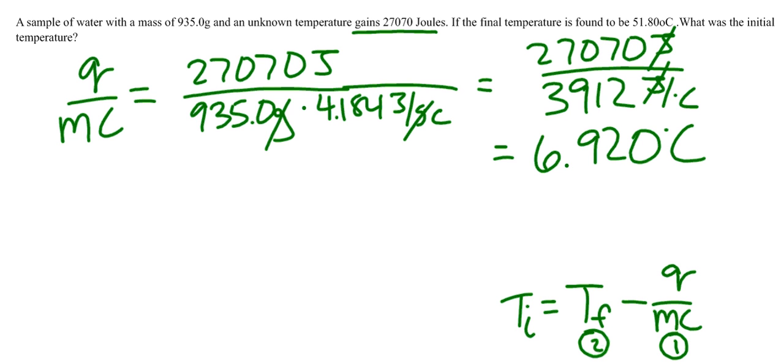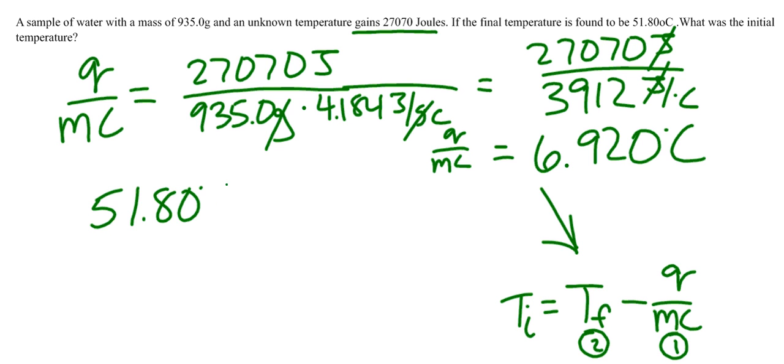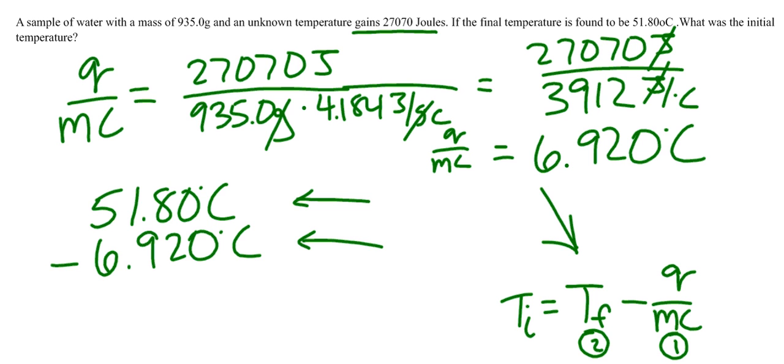Okay, so this right here is Q over MC, right? Well, according to this equation right here, TF minus Q over MC is going to equal my initial temperature. So my final temperature was 51.80 degrees Celsius, and I'm going to subtract 6.920 degrees Celsius. Remember our sig fig rules when adding and subtracting.